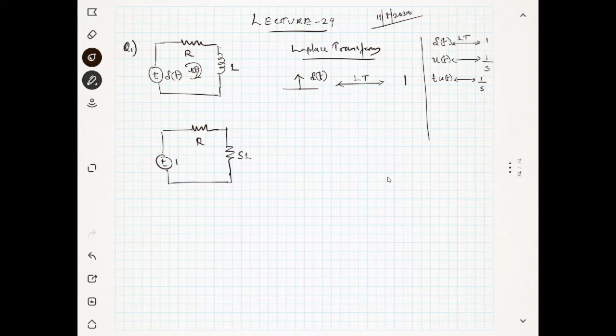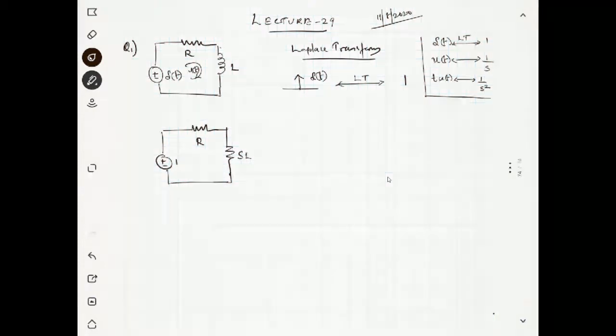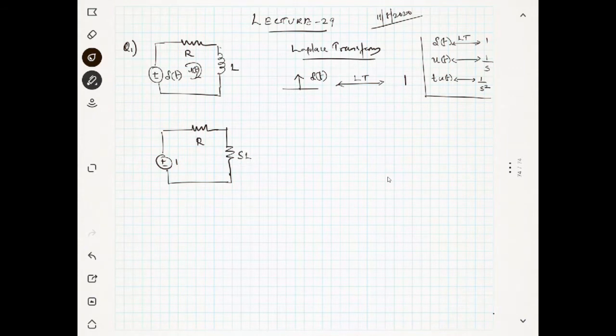Now we will write t multiplied by the step function, Laplace transform 1 by s square. Sorry, 1 by s square. Yes, doctor. Doctor, why does the coil turn into resistance in the Laplace transform? Oh, no, it's not resistance. It's my mistake, actually. Thank you for it.